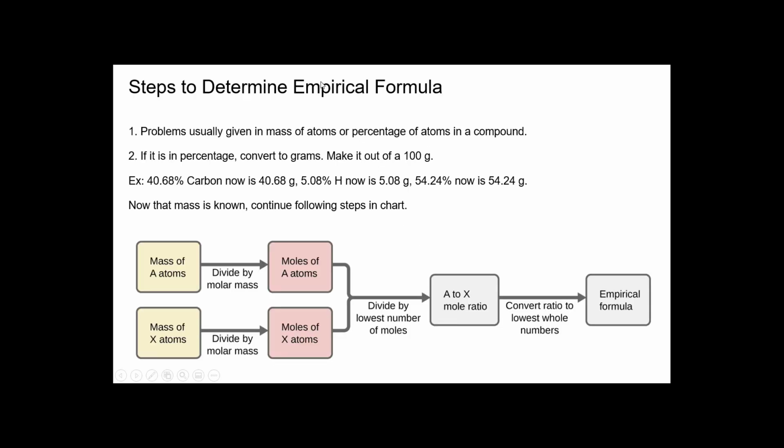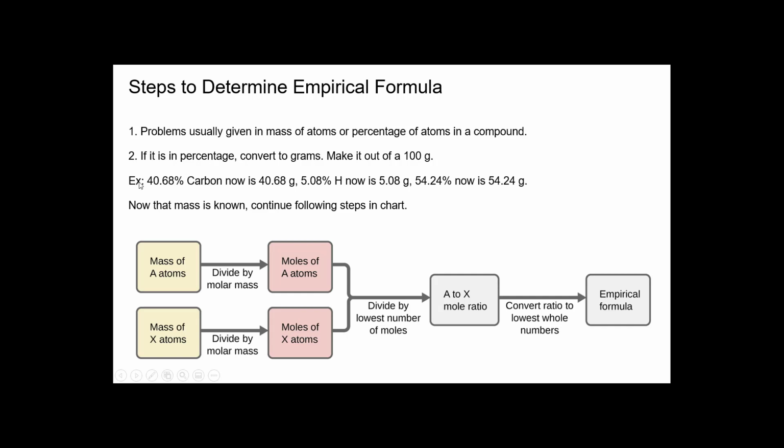Here are steps to determining the empirical formula. This is just general, and we will also be following these rules in this lab. So problems are usually given in mass of atoms or percentage of atoms in a compound. Majority are, at least when I've seen, given in percentage. We are doing our labs in mass, so we are skipping this percentage part, but it's not difficult.